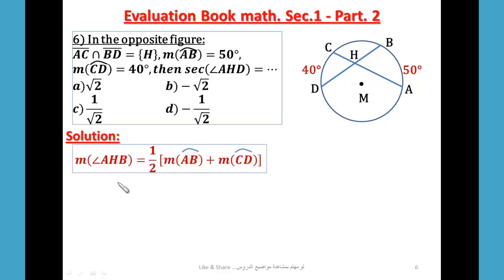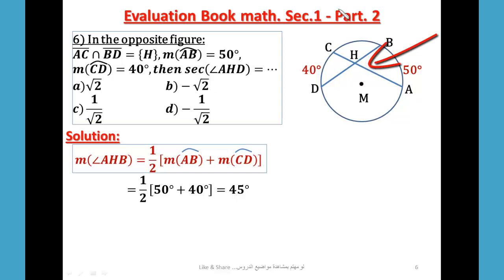First, we calculate the measure of angle AHD. We have a rule for this: the measure of angle AHD equals half the measure of arc AB plus the measure of arc CD. So we substitute: arc AB equals 50, arc CD equals 40, 40 plus 50 equals 90, multiply by half, which equals 45. So the measure of angle AHB equals 45.